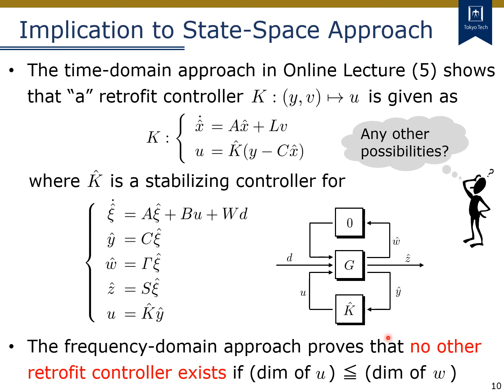However, the point here is that we cannot say anything about whether another retrofit controller exists or not based on this state space approach. On the other hand, the frequency domain approach here can actually prove that no other retrofit controller exists, provided that the dimension of U is less than or equal to the dimension of W. In other words, we can prove the uniqueness of such a retrofit controller.